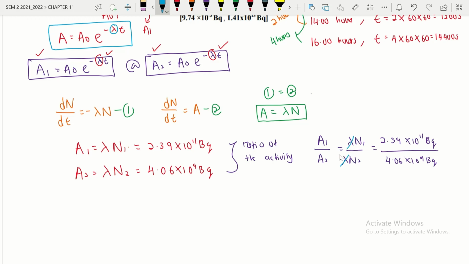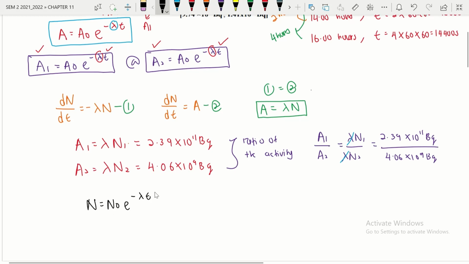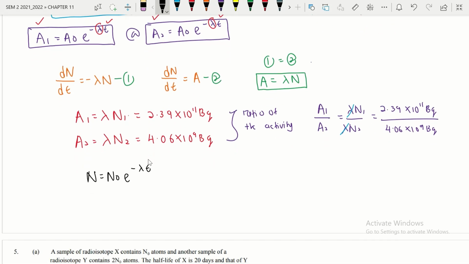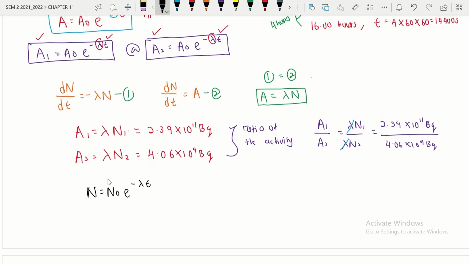Okay, but how do you find the decay constant? It's okay. We can use the number of nuclei equation, the nuclei remaining equation. For the nuclei remaining equation, we know N equals N naught exponent negative decay constant times time. So now we will do this for 14 hours and also 16 hours. So N1 equals N0 exponent negative decay constant times time.